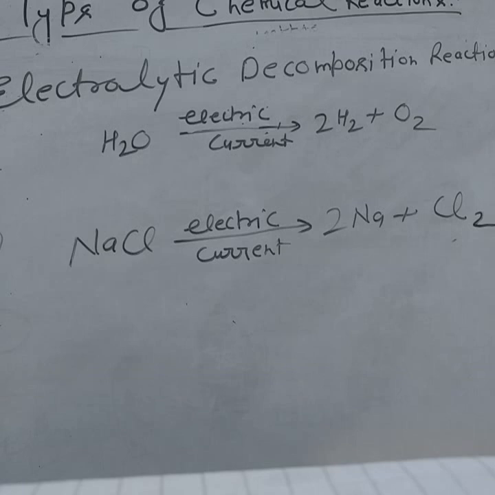The next example is electrolytic decomposition of sodium chloride. When electric current is passed through sodium chloride, it gives two simpler substances, sodium and chlorine gas. This process is also completed with electric current, so this is called an electrolytic decomposition reaction.